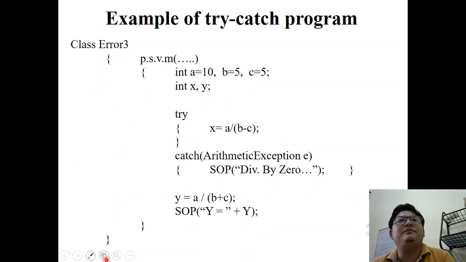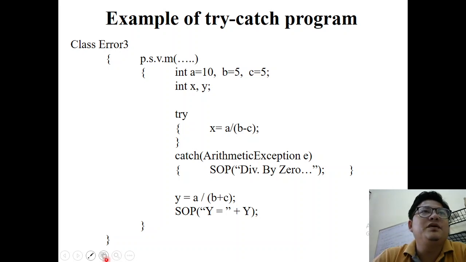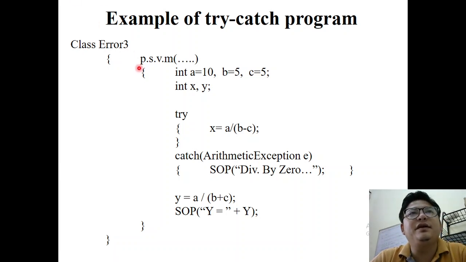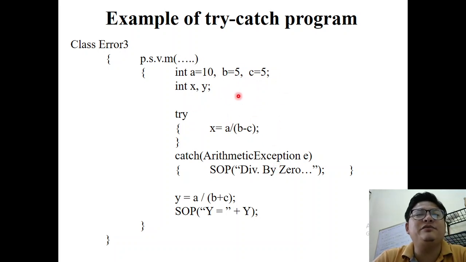So the proper example of try catch block is this. There is a class Error3, and there is a main program. There are three variables a, b, and c with 10, 5, and 5 respectively, and x and y as the output variables. A, B, C are the input variables, X and Y are the output variables where we will be storing the result. Now suppose you want to perform some calculations. X formula you are going to use as X equals A divided by B minus C, and Y formula as Y equals A divided by B plus C.